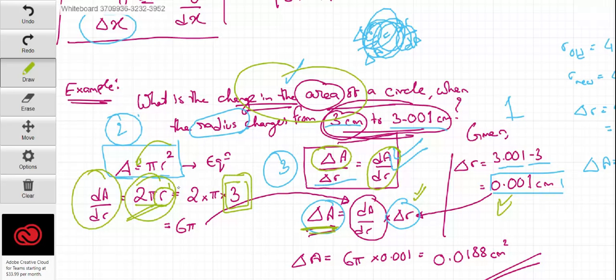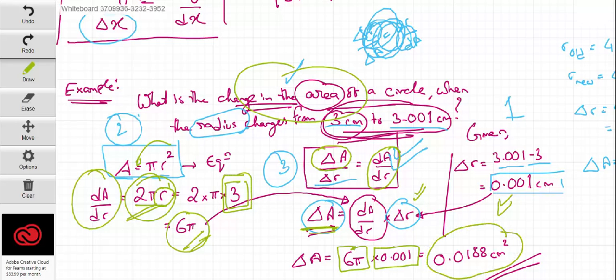So ultimately that gives me 6 pi. All right, so this is our value of dA by dr that was missing. We plug it in here, so the formula becomes 6 pi multiplied by the change in radius we just found here, and if you put it in your calculator, that gives me 0.0110188 centimeters square, a very small change.